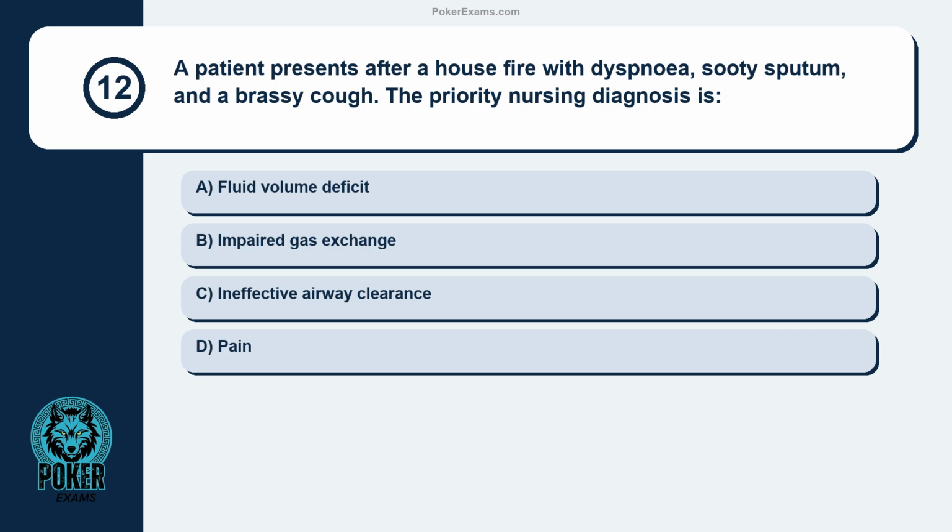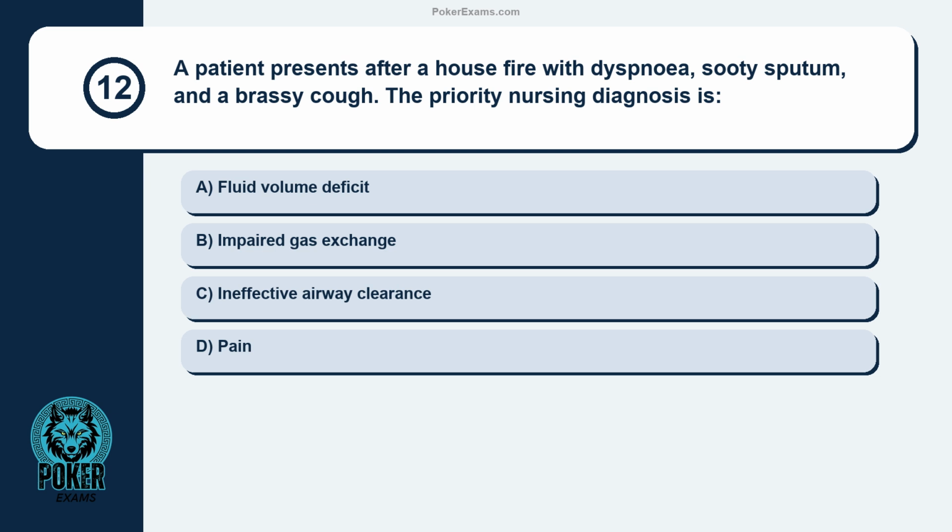Question 12. A patient presents after a house fire with dyspnea, sooty sputum, and a brassy cough. The priority nursing diagnosis is fluid volume deficit, impaired gas exchange, ineffective airway clearance, pain.